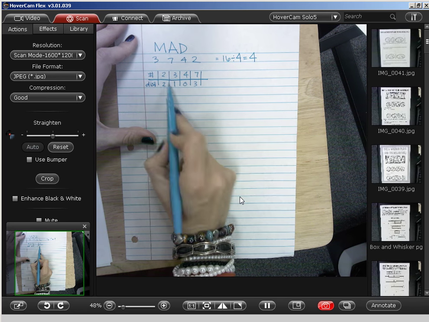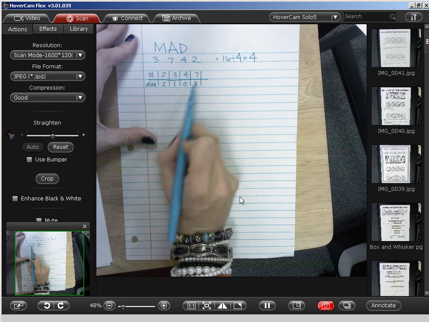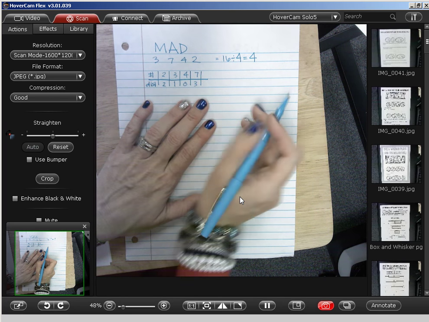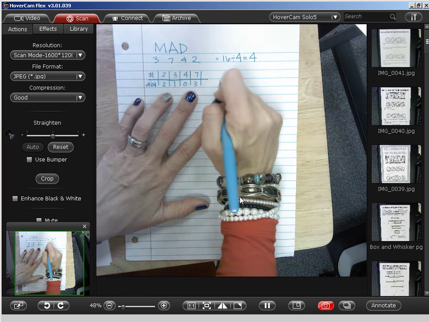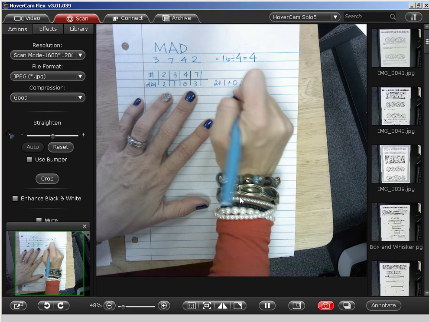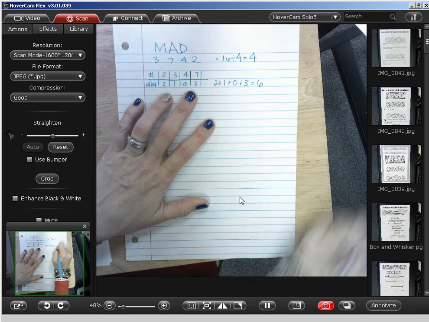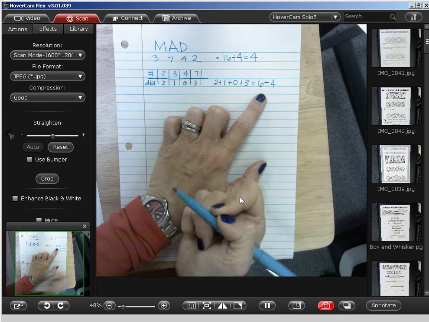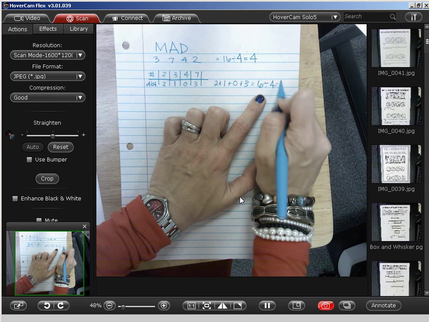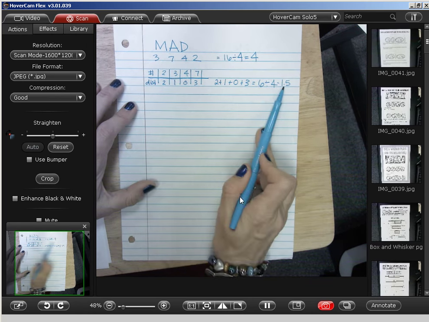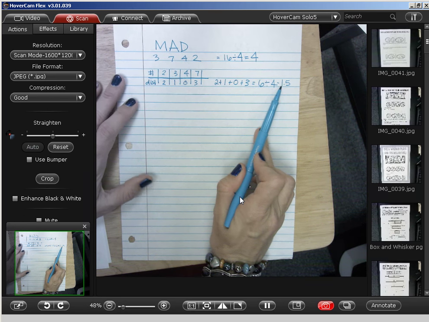So now that I know all these distances, I want to find the average distance. I want to find out on average how far each piece of data is from the mean. So now I'm going to add these up. 2 plus 1 plus 0 plus 3 gives me 6. And then I'm going to find the average. I'm going to divide it by the number of numbers. So 6 divided by 4 is 1.5. So that means on average, each piece of data is about 1.5 away from the mean.